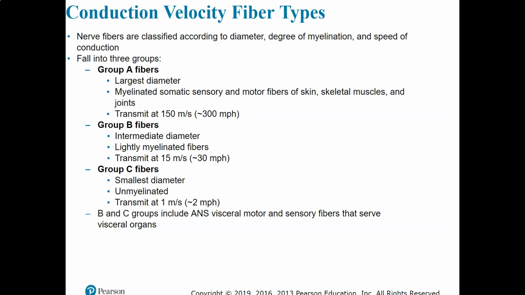Group B and C are more visceral responses that don't have to happen as quickly because after you've eaten a hamburger, it's important to monitor what's happening with that hamburger, but it's probably not going to try to escape after it's already inside of your guts, right? So visceral effects tend to occur on a much slower time frame than our somatic effects.